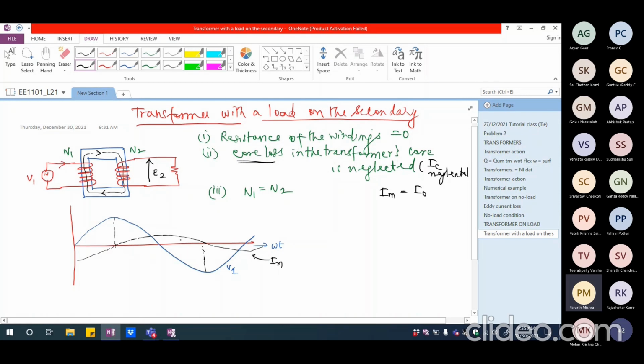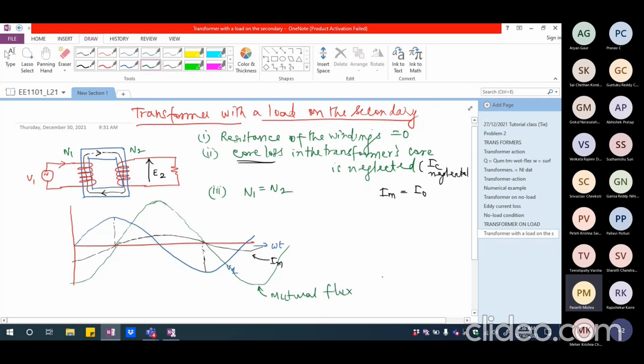Obviously the flux will also have a similar waveform, but it will be of a much larger quantity hopefully, because the reluctance is very small for the core. So I should be able to show the mutual flux peaking like this. It's going to have a very large value and flow through the core alone. Primarily, it will confine itself to the core. This is the mutual flux, which is linking both primary and secondary.